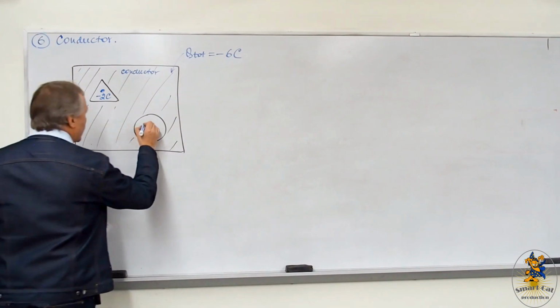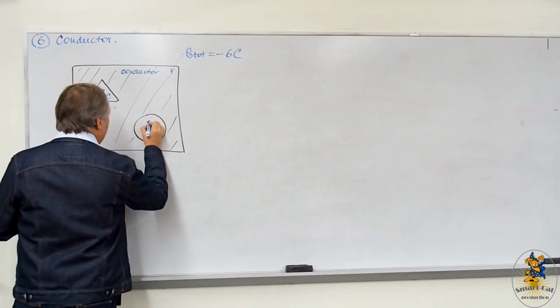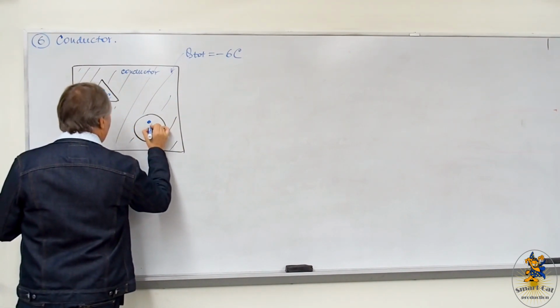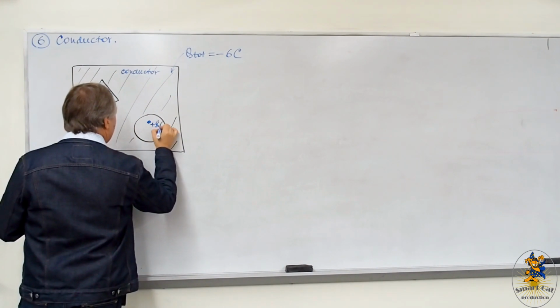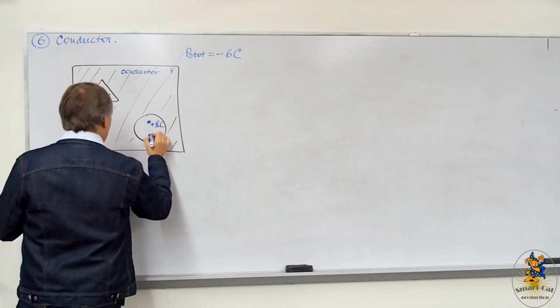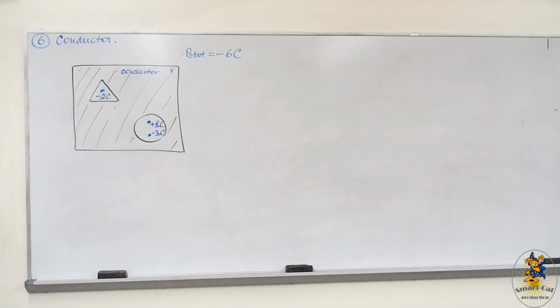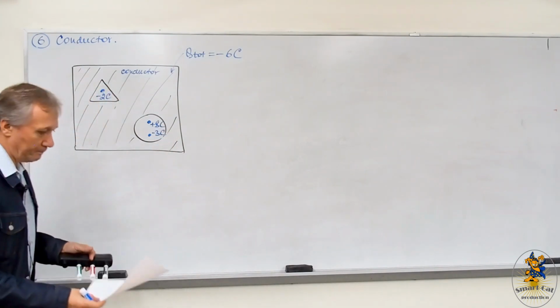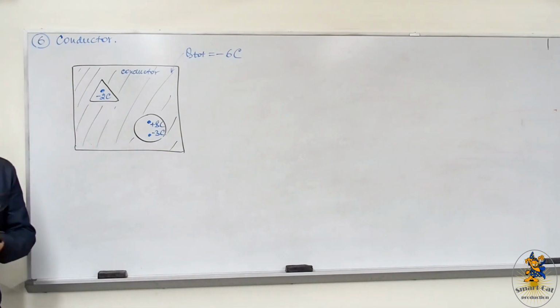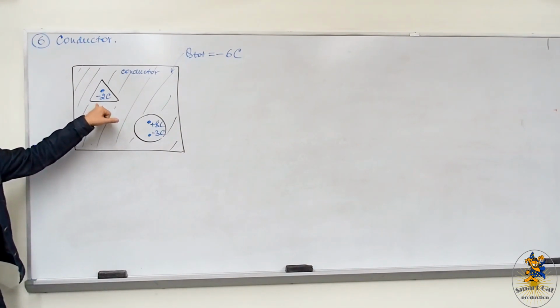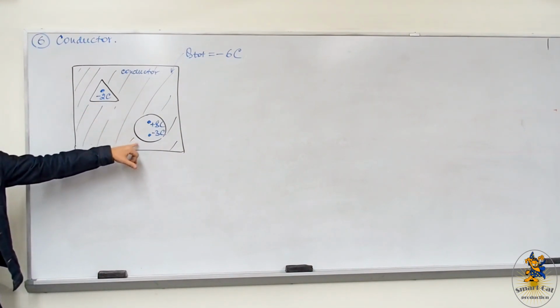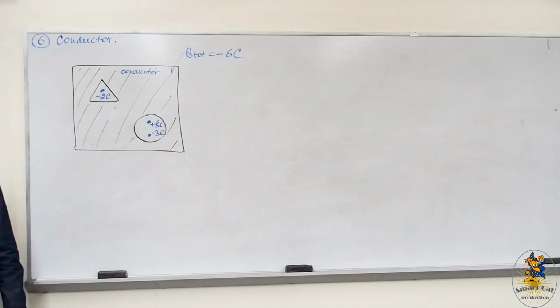Then inside of this sphere we have plus 8 coulombs and then minus 3 coulombs. So we need to find, actually you can guess the questions, right? We need to find the amount of charge on this inner surface number 1, inner surface number 2, and the outer surface, the only one.